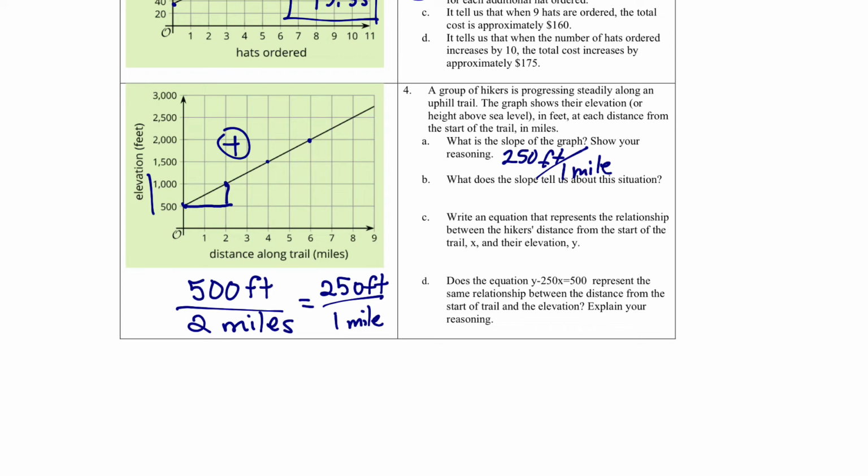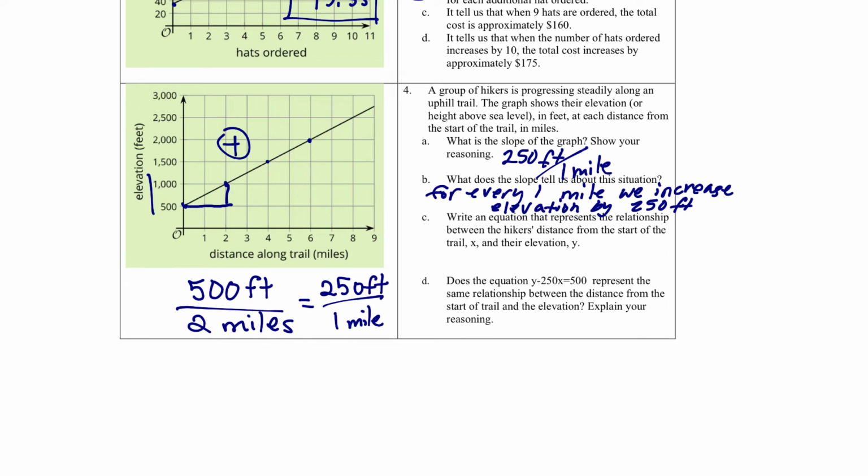Okay? What does the slope tell us about this situation? So again, it tells us for every 1 mile, we increase elevation by 250 feet.